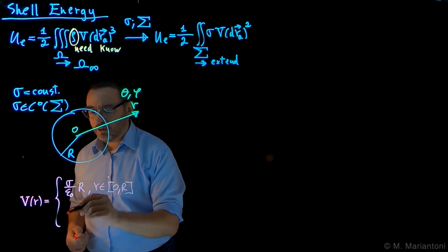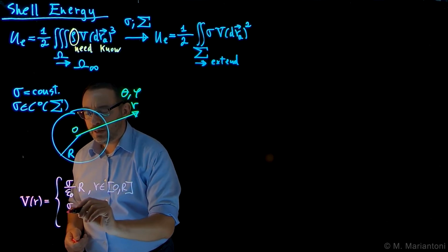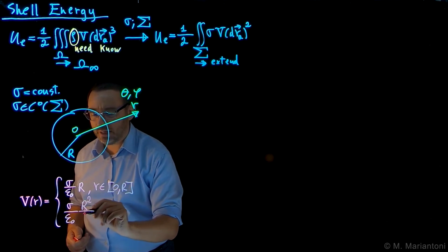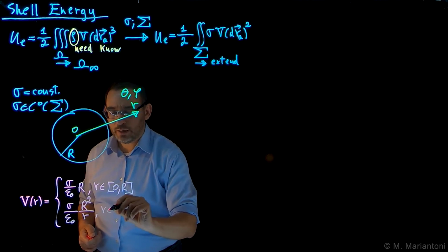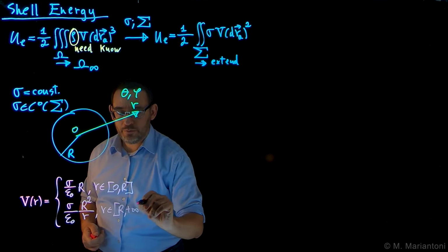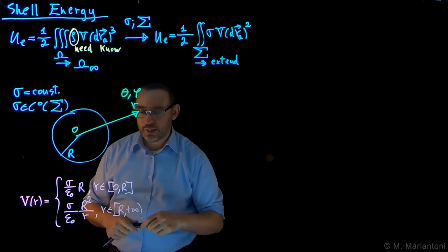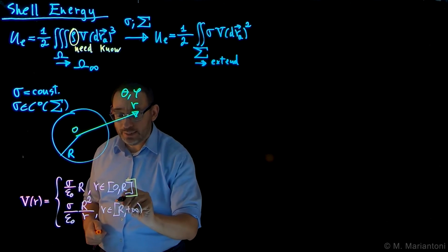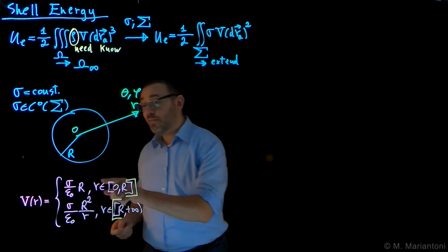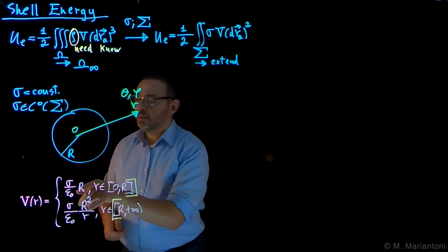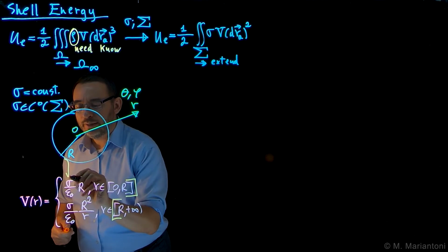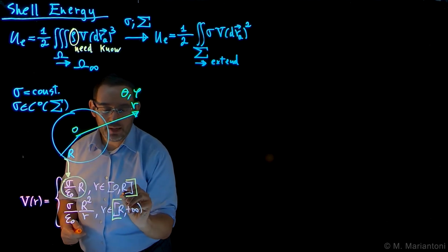And outside it is of Coulombian type. So it's sigma divided by epsilon naught, capital R squared divided by small r. This is for each point R between capital R included all the way to plus infinity. As always, I'm including capital R because the electrostatic potential is a continuous function. All right, so we know that right on the boundary, capital Sigma, the potential is sigma over epsilon naught capital R. So right on this surface, this is what we get because R is included.